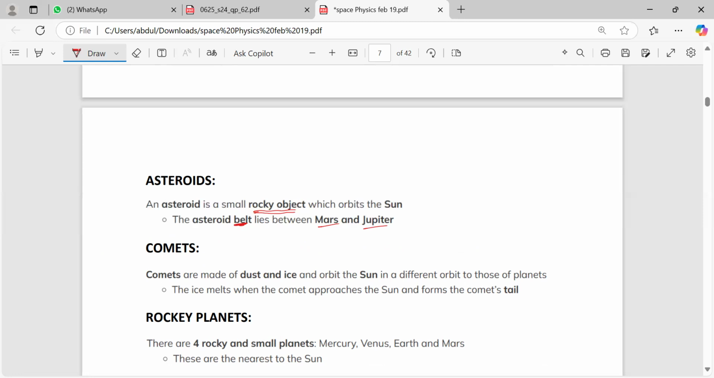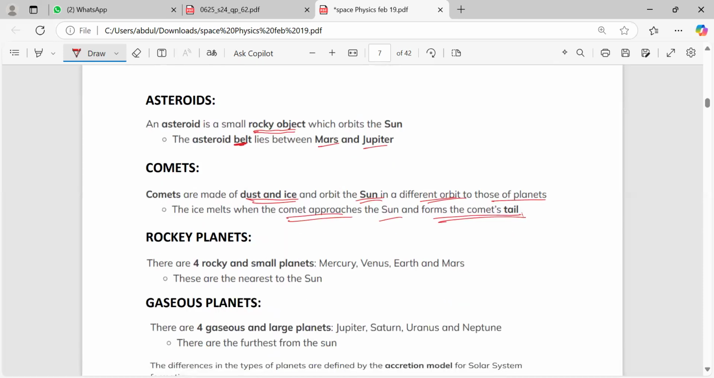Then the comets. Comets are made up of dust and ice and orbit the sun in a different orbit to those of planets. So it means they are not moving in circular orbits, they are moving in elliptical orbits. I will go to that point, just wait for a moment. The ice melts when the comet approaches the sun and forms the comet tail. I will show you this in a few moments.